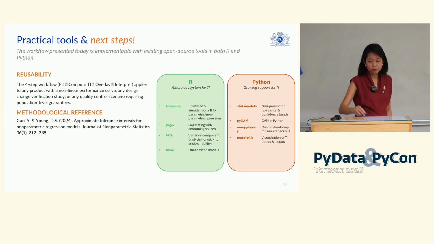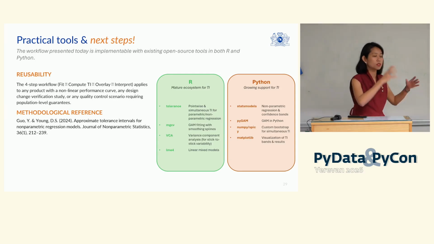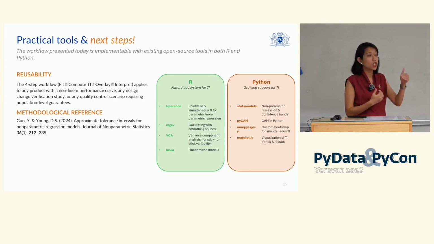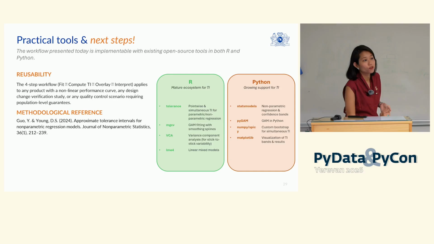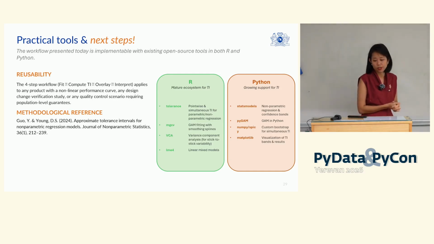Just a bit of a refresher, the 4 steps of the workflow: we always start with the model fitting. We compute the tolerance interval, either pointwise or simultaneous. You overlay what you observed as a fitted model over the pointwise and the simultaneous one, and you see where your data is, and you can then interpret the results of the data that you have collected.